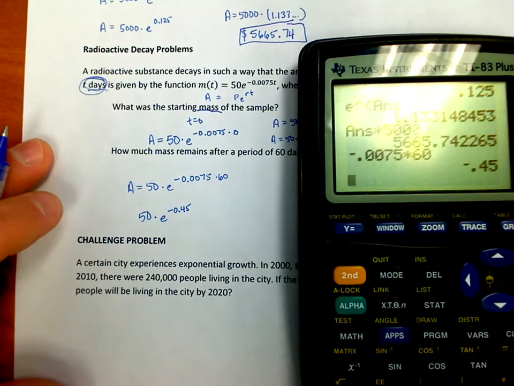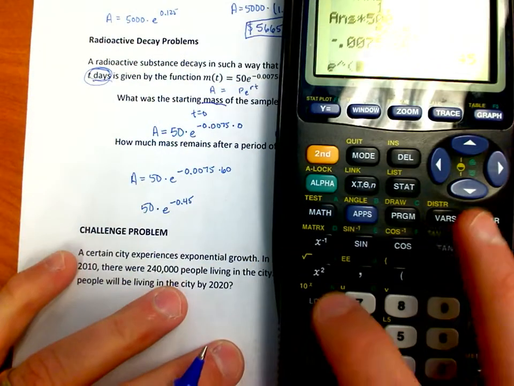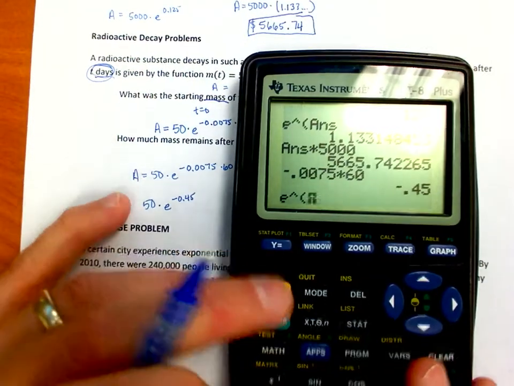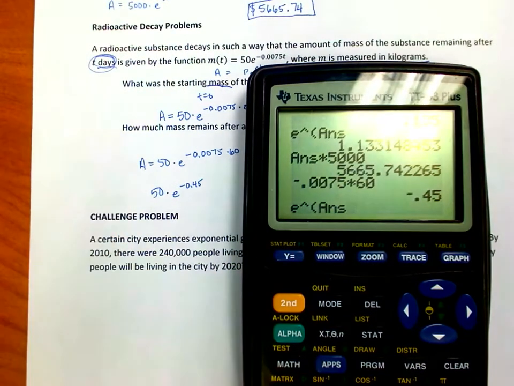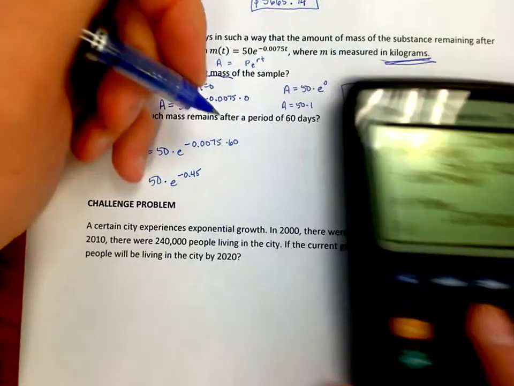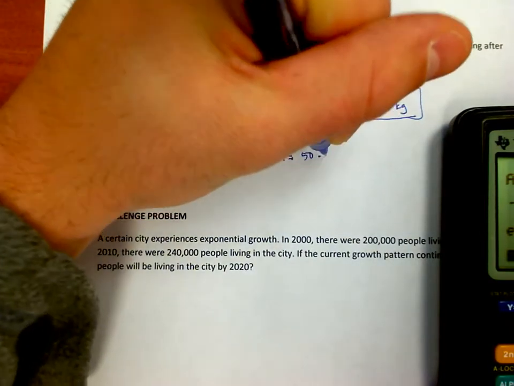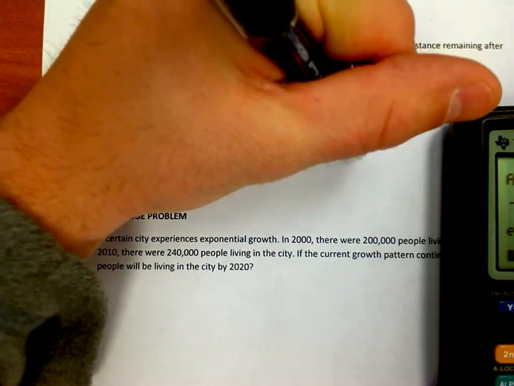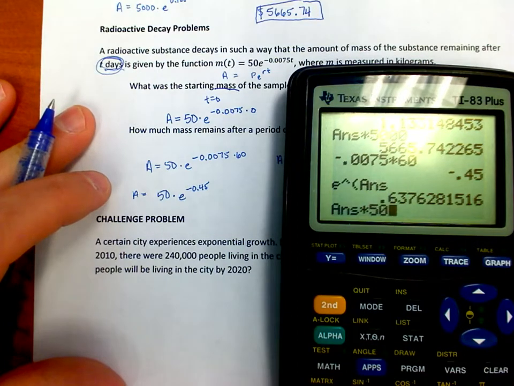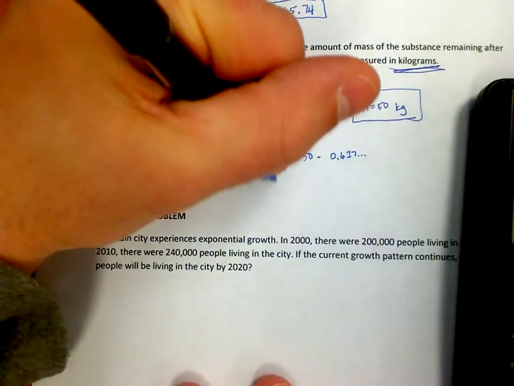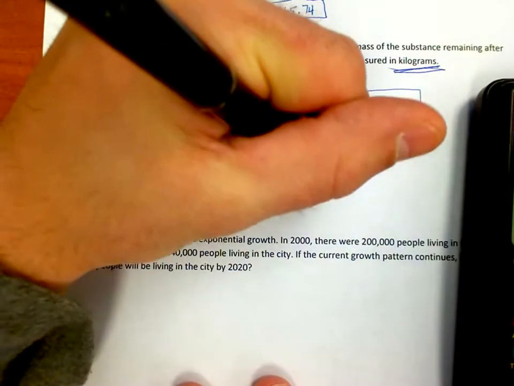I do not round that number, okay? If that was messy, I was going to keep it. I'm going to say second e raised to the power of the second negative sign, previous answer. e raised to the power of the previous answer gives me this. So now I have A is equal to 50 times 0.637, so on and so forth. I'm not going to round that number. I'm just going to take it times 50 in my calculator. I have 31.88, and that said kilograms remaining.